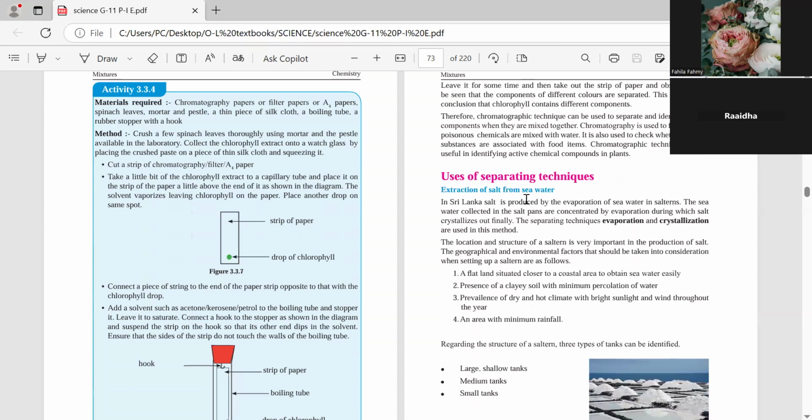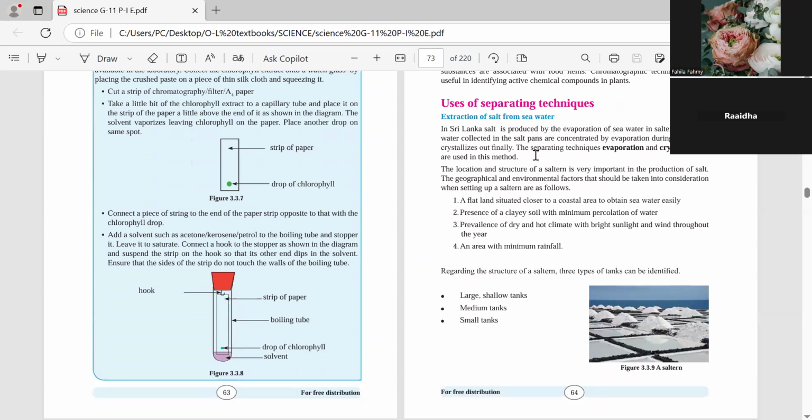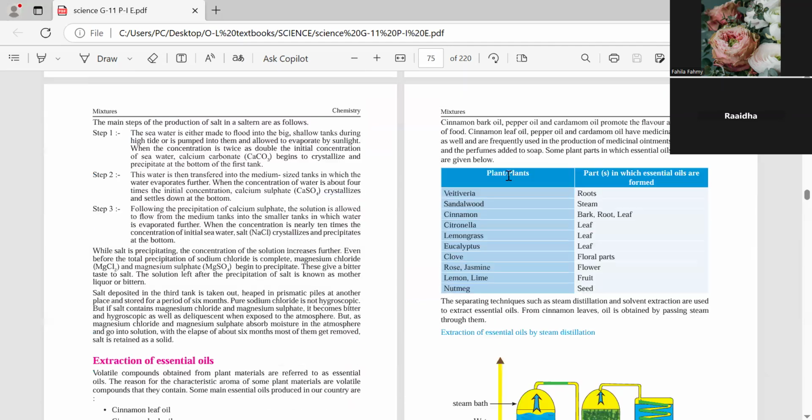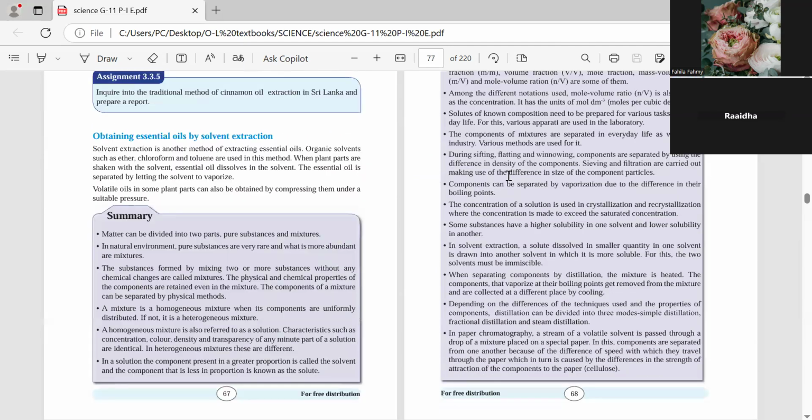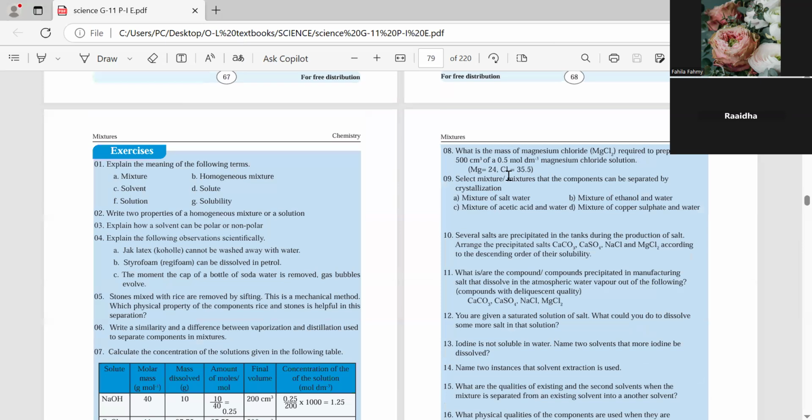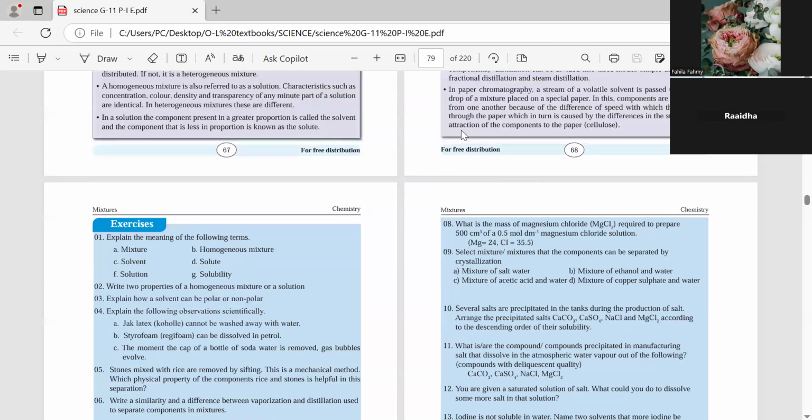And then, so why do we need to separate things? Well, if you want something out of the mixture, you need to separate it. So, for an example, salt from seawater, right? So then the lesson comes to an end. Okay. So now you have an overview of the lesson in your head.